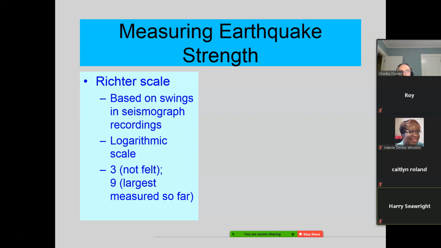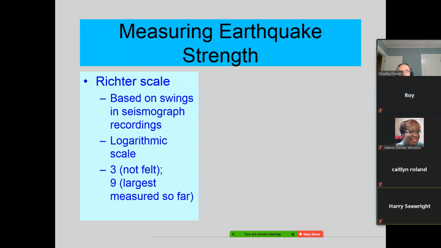So a 9 is 1,000,000 times stronger than a 3. It's not 3 times stronger, it's 1,000,000 times stronger. It's how many zeros are represented by that exponent. 10 to the 9th as opposed to 10 to the 3rd. You have 6 more zeros, that's 1,000,000 times stronger. And a 9 is the largest measured earthquake so far.